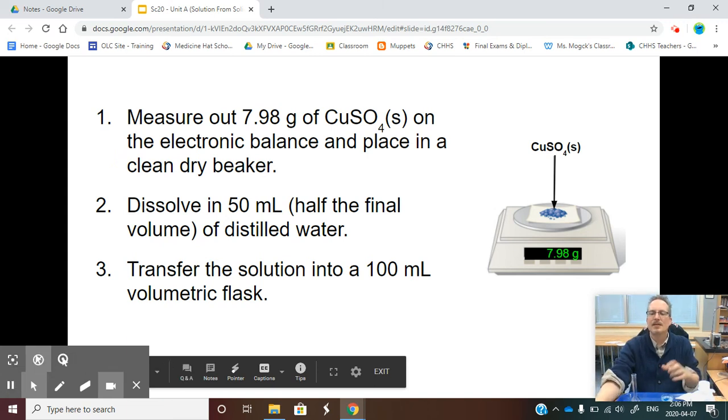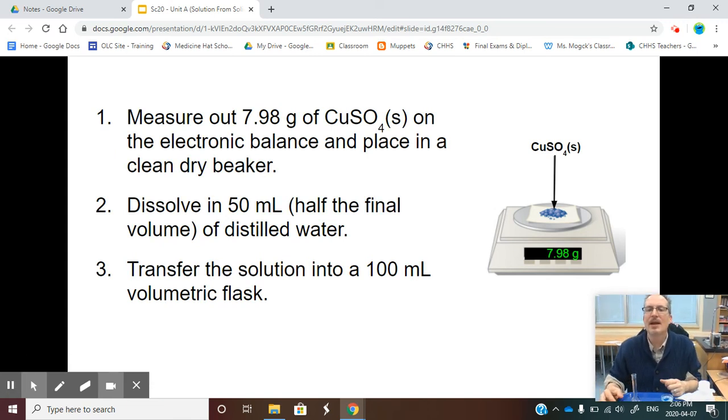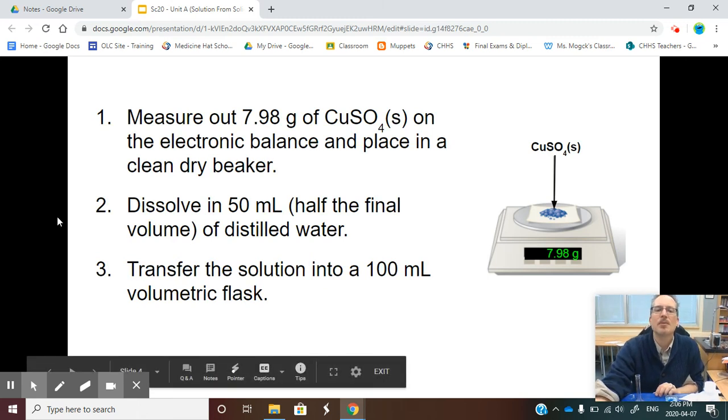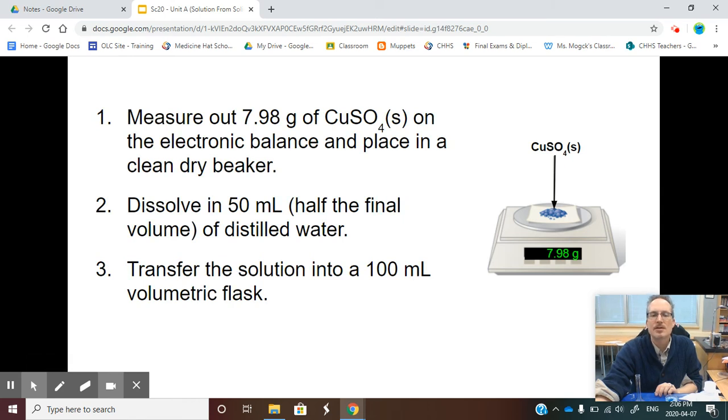Now, after doing the demo, I changed my mind and I really want you to write down the steps on how to make up a solution. So I've broken it down into 6 steps. This will also get the vocabulary words into your notebooks.